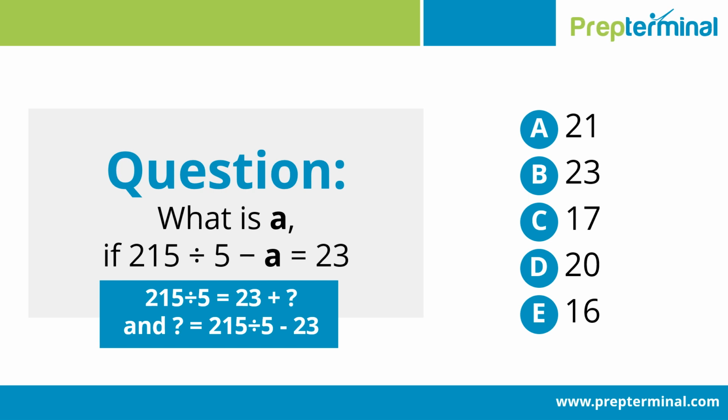Here is one which is more formal than the other that is given here. The subtraction on the left side of equals is equivalent to addition on the right side. Therefore, 215 divided by 5 equals 23 plus A, and A equals 215 divided by 5 minus 23.